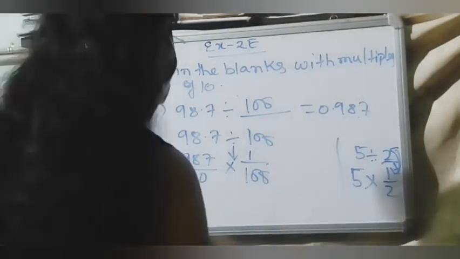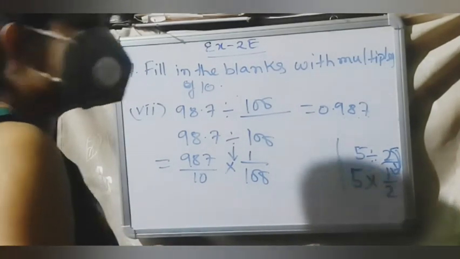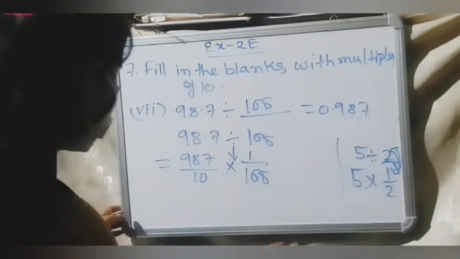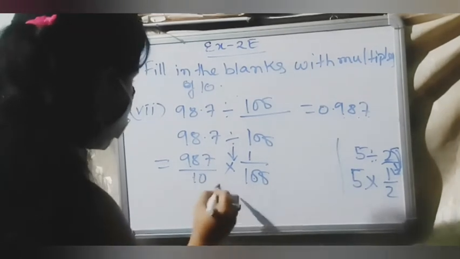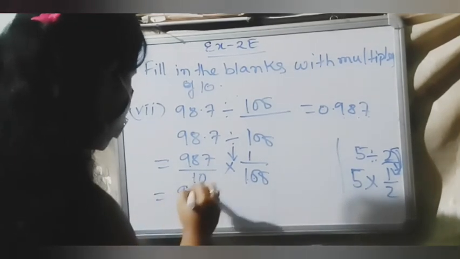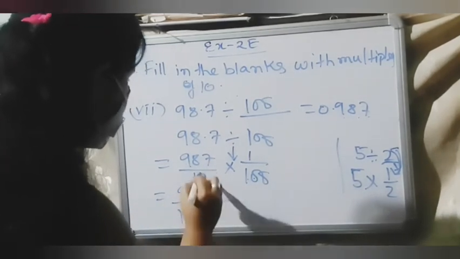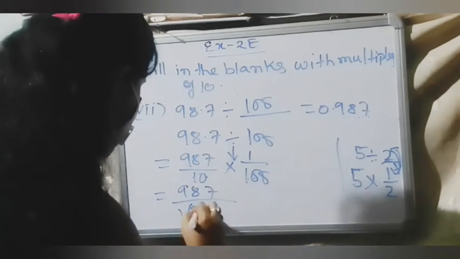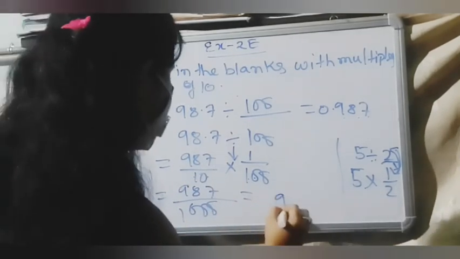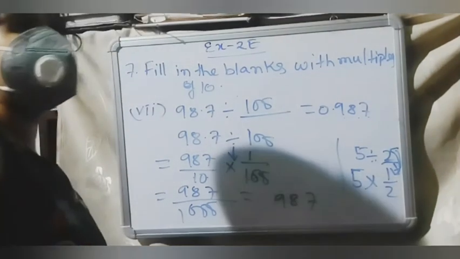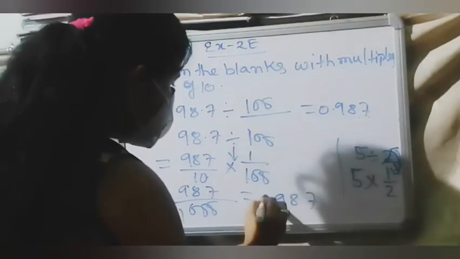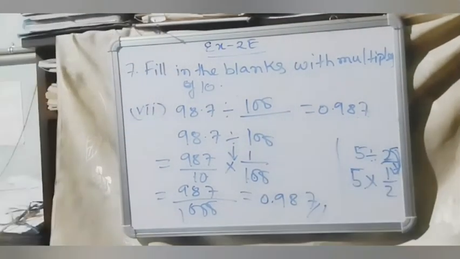As I explained in my last previous video, if you have any doubt, you please watch it again. Now 10 into 1 is 10. 987 into 1 is 987. 100 has how many digits? 3 digits. Now you will write 987. Now you will place the decimal point before 3 digits. So this is your answer.